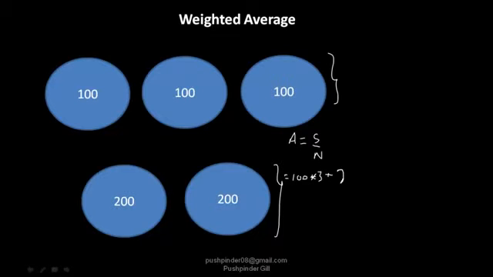Instead of adding 200 two times, I can multiply 200 by 2, right? And then how many items are there? 1, 2, 3, 4, 5. So I can simply write 3 plus 2. Now understand, if there were 10 hundreds and 5 200s, instead of adding them one by one, we can just multiply by the same number, isn't it? So that's what weighted average is.